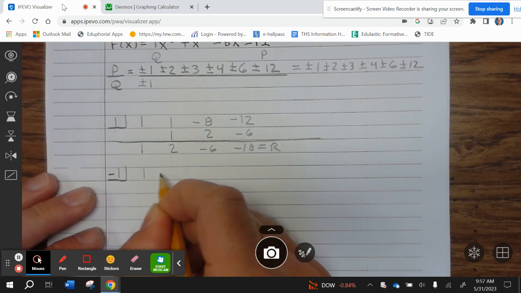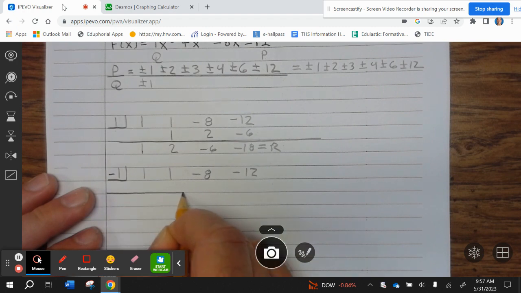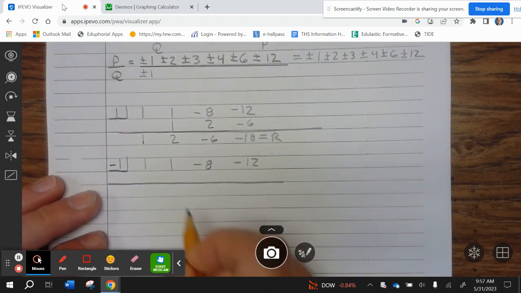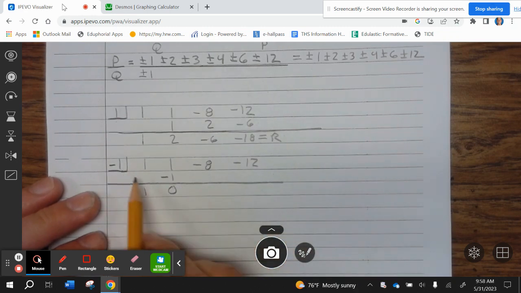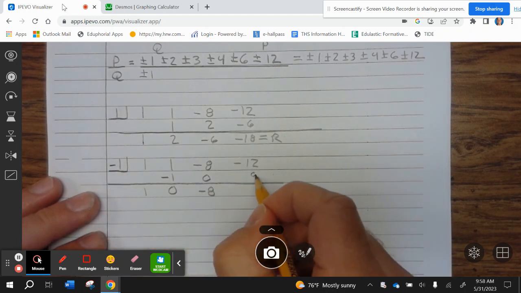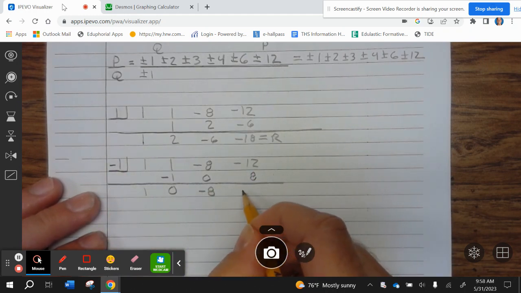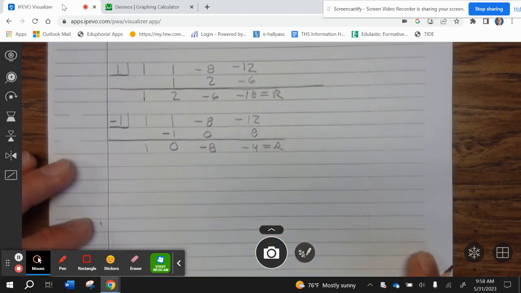So again, we have 1, 1, -8, -12. Okay, bring down the 1. -1 times 1 is -1. 1 minus 1 is 0. -1 and 0 is 0. -8 and 0 is -8. -1 and -8 is +8. -12 and 8 is -4. The remainder is -4, so that's not a 0. So now we try 2.